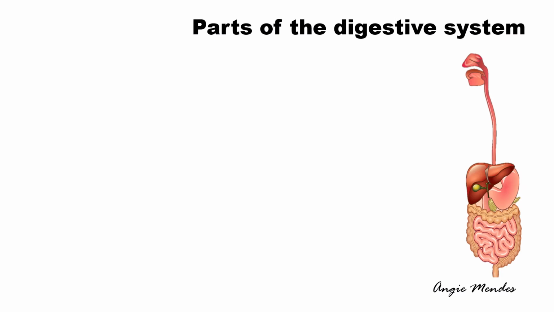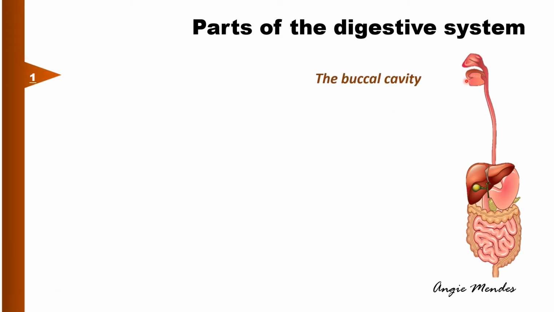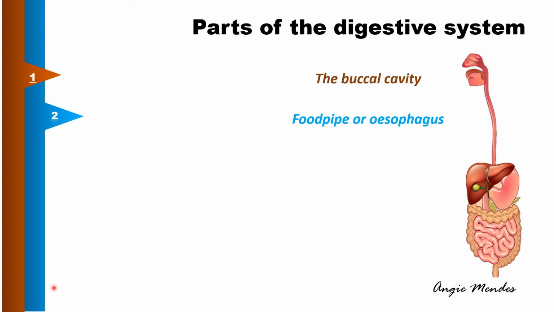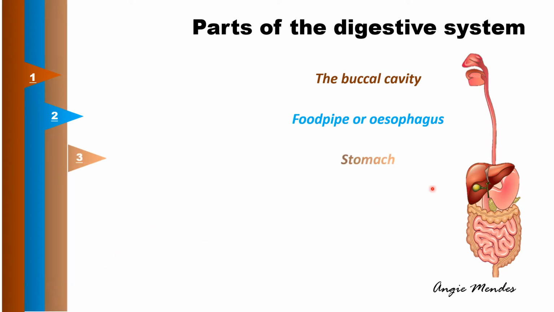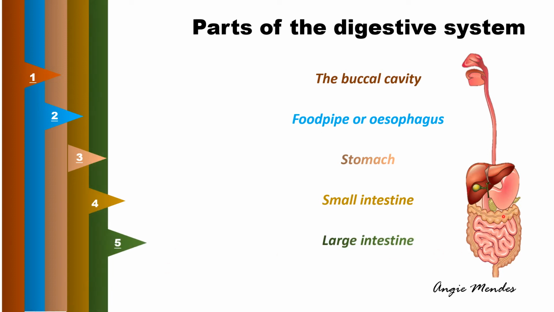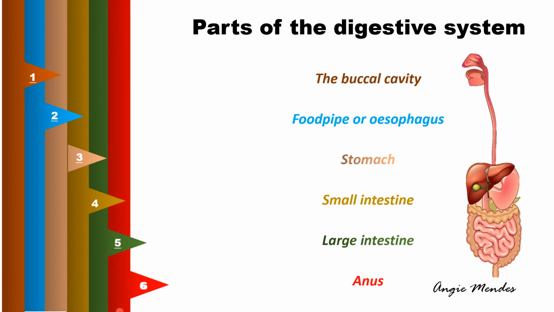Let us now look at the parts of the human digestive system. We have the buccal cavity, the food pipe, also known as the esophagus, the stomach, the small intestine, the large intestine, and the anus. Now we will discuss each part in detail.